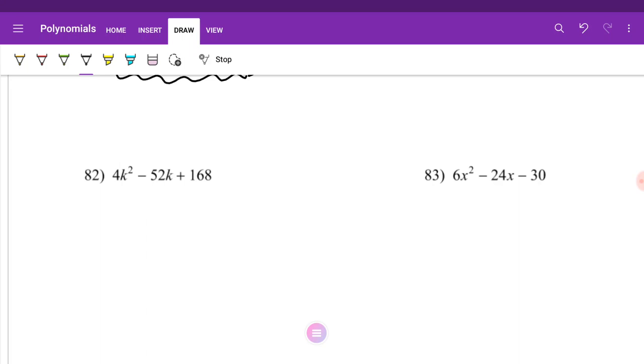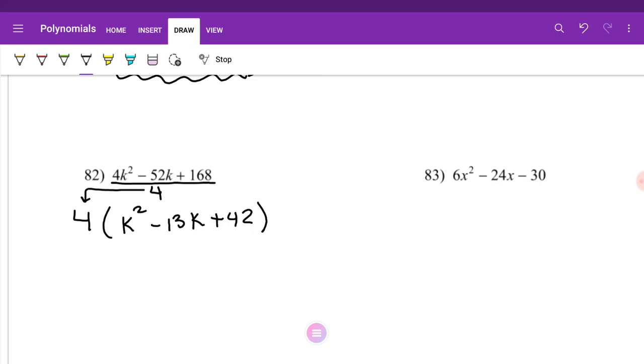So let's see if everything can divide by 4. Sometimes instead of writing 4 3 times, I'll just write it once. And I check in the calculator, just to make sure that they all divide. They do. So we're going to stick the 4 in the front. And then we get k squared minus 13k plus 42. The 13 came from 52 divided by 4, and the 42 came from 168 divided by 4.